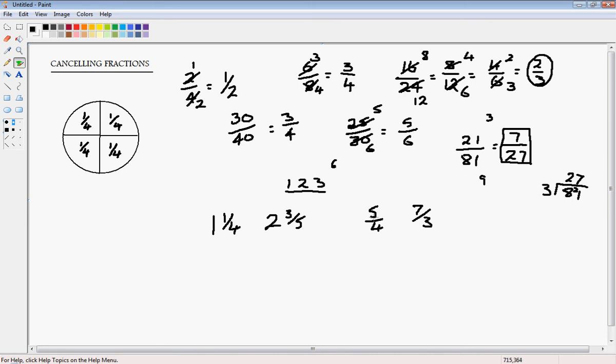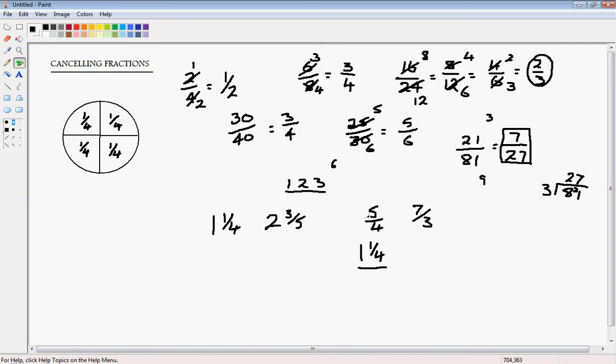So we can make these into whole numbers, or whole numbers with the fraction, so we can turn them into mixed numbers. So 5 over 4, what we're saying here is we have 5 quarters. Now I know 4 quarters here gives me 1 whole one. But if I've got 5 quarters, then I must have 1 whole one with 1 quarter left over. I'm hoping that this makes sense to you.